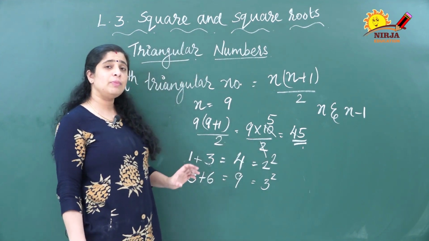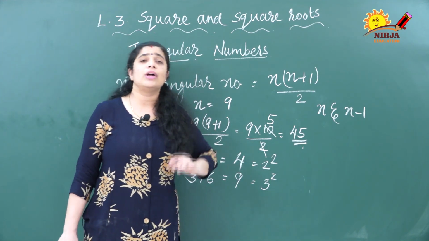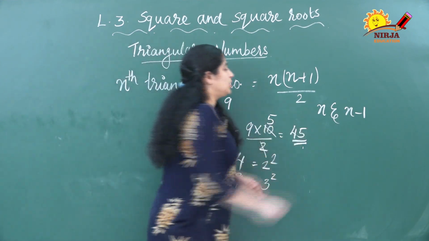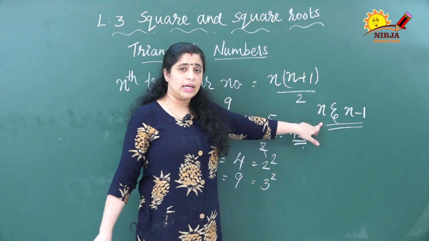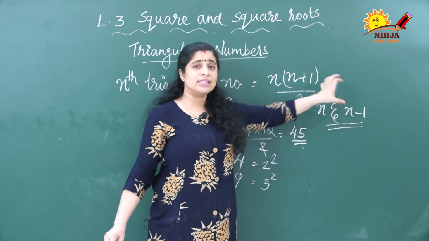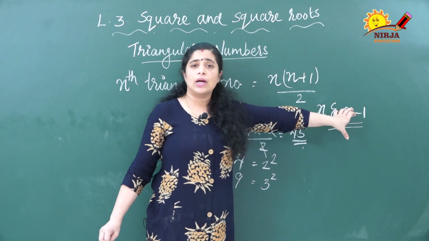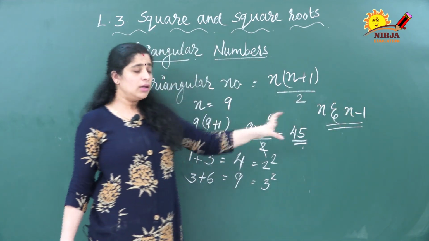That is the relation between the square and the triangular number. You should keep in mind that this is the position, not the number. Second position, third position, like that. Second triangular number, third triangular number, like that, not the numbers.